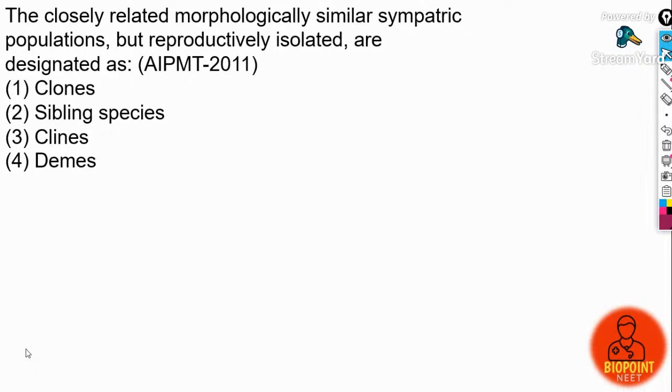The closely related and morphologically similar sympatric populations but reproductively isolated are known as closely related, morphologically similar, sympatric populations but reproductively isolated are designated as. Comment me fast.